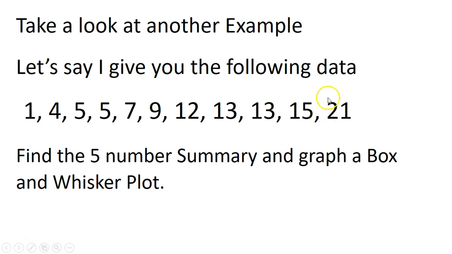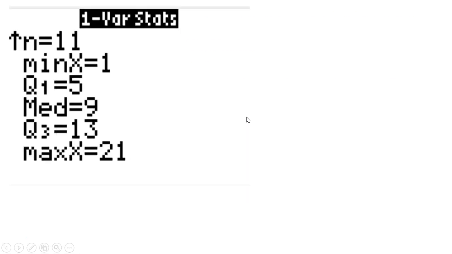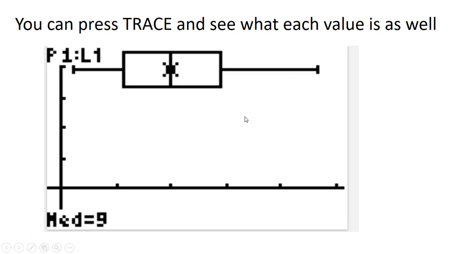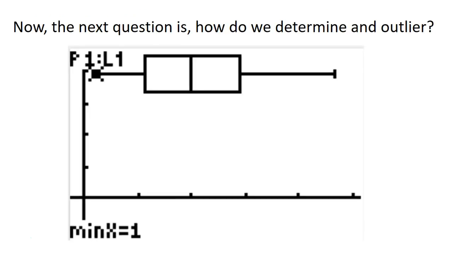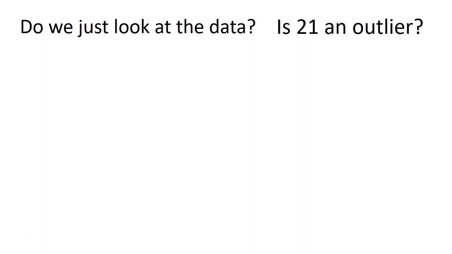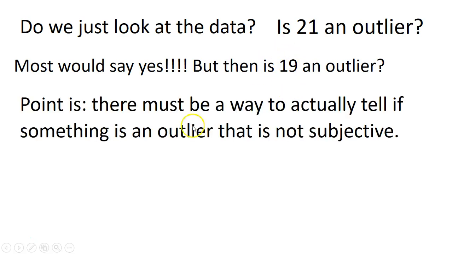But then they want to know, where's that cutoff line? Would 19 be an outlier then? That's what they're trying to figure out. How do I know what an outlier is? Is there some mathematical way that they decided, you know what, that's an outlier? Point is, there must be a way to actually tell if something is an outlier, not just something subjective like, sure, it's way out there.